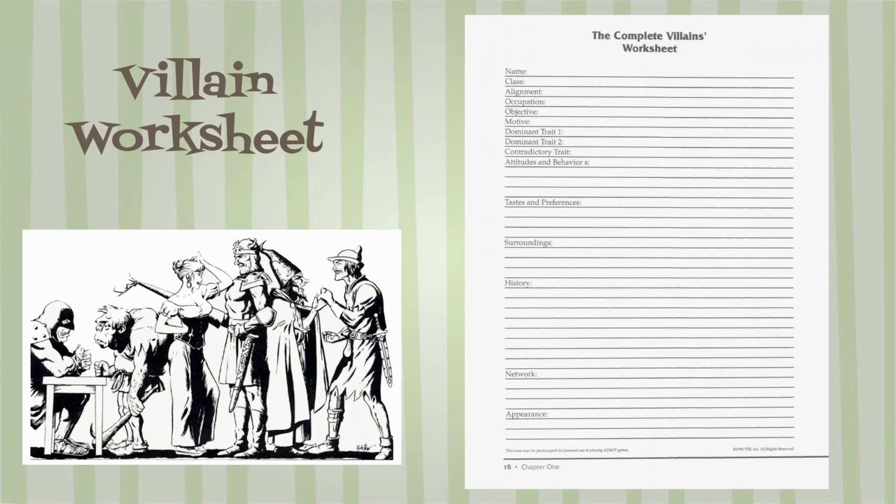The complete villains worksheet is very much like the demographics and background section of a player character sheet. It includes name, class, alignment, occupation, objective, motive, dominant trait 1, dominant trait 2, contradictory trait, attitudes and behaviors, tastes and preferences, surroundings, history, network, and appearance. Sections throughout this book help DMs in the creation of these traits and backgrounds to generate compelling and interesting villains.